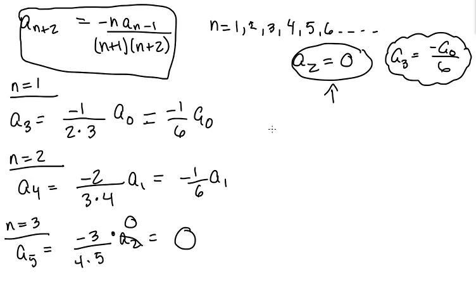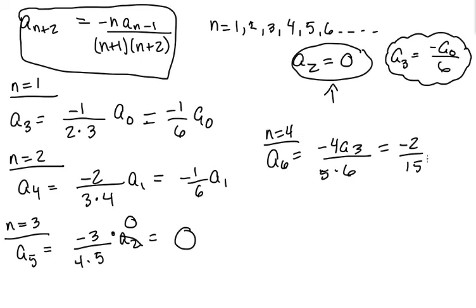So let's do n equals 4. So that's a sub 6. I'm just going to quickly write this out. You probably get the point by now. 5 times 6. I'm sorry, this is taking a long time. So this is going to be negative 2 over 15 times negative 1 over 6 a sub 0, which is just 1 over 45 a sub 0.